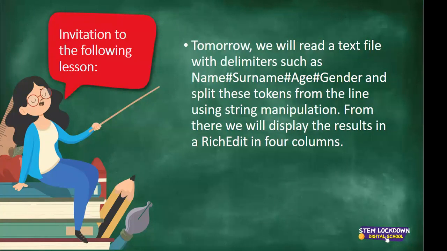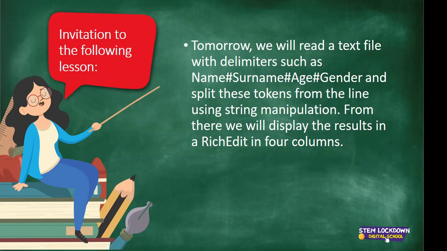So tomorrow, we will read a text file with what we call delimiters. And here's an example. I don't know if I'm going to use that yet. Sounds a bit boring, but let's see. So an example would be if I have name and some delimiter character. Over here, I use the hash. So name, hash surname, hash age, and then hash gender.